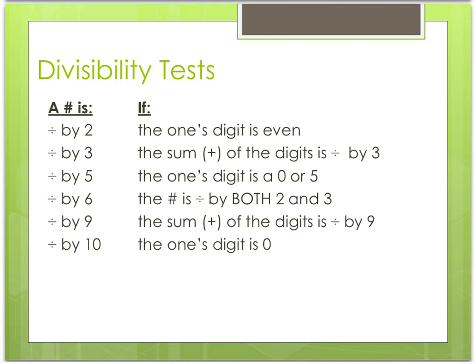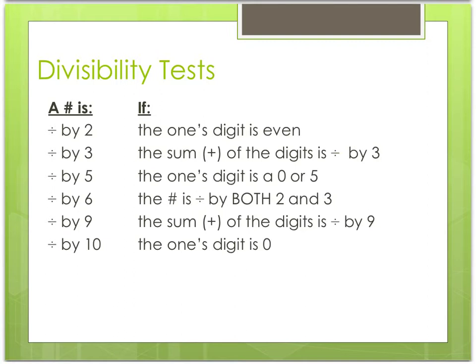So looking at this, a number is divisible by 2 if the 1's digit is even. So that's saying if I have an even number, I can divide it by 2. A number is divisible by 3 if the sum of the digits is divisible by 3. So I would just add up the digits in the number, and if I can divide that by 3, then that big number is divisible by 3.